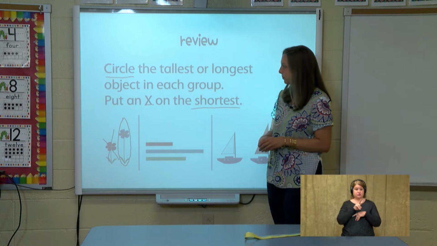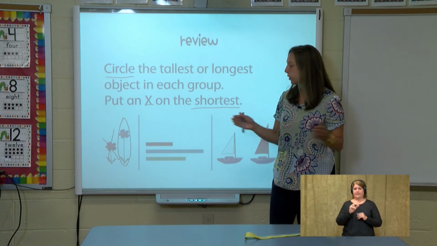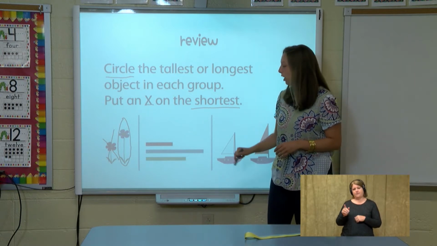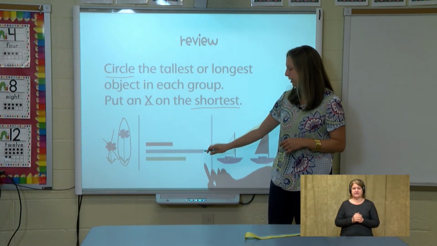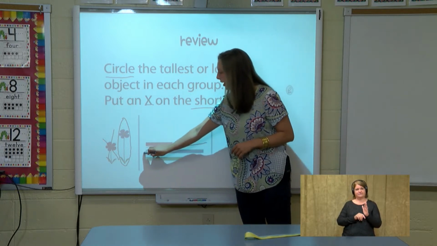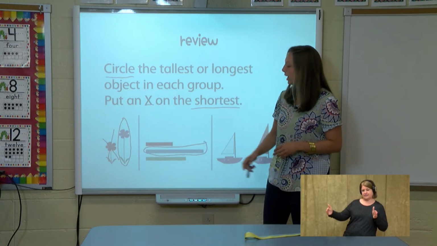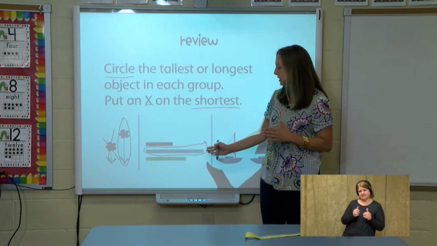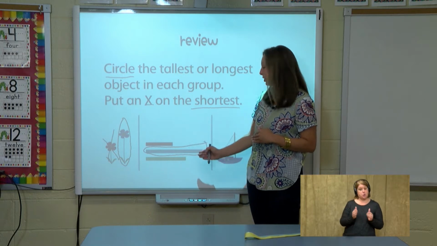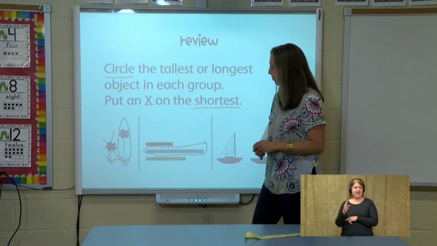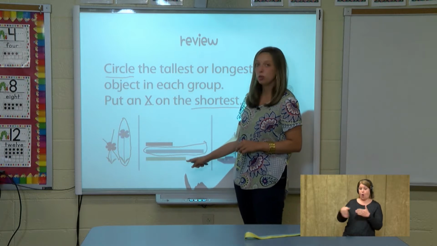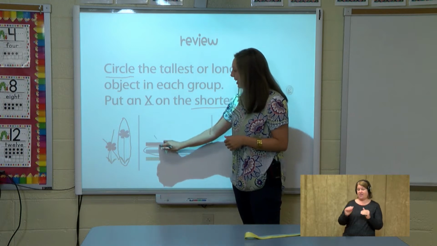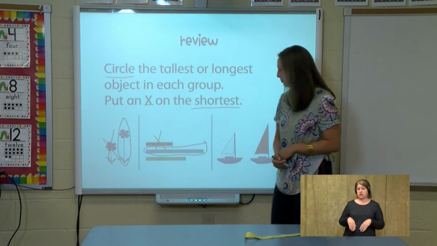Now let's look at three. You circle the tallest or the longest and put an X on the shortest. By looking at it, you already know that this one right here is the tallest. So you're going to go ahead and circle that one. Now point to which one would be the shortest. It has to be shorter than the blue and shortest in the whole group. Green is shorter than the blue, but it's not the shortest in the whole group. So I'm going to put an X on the red.